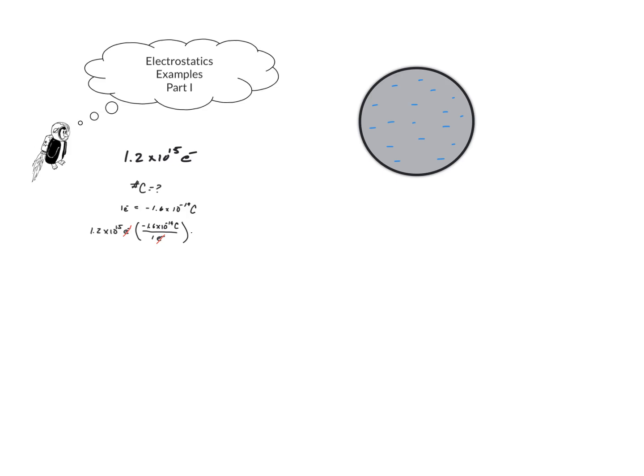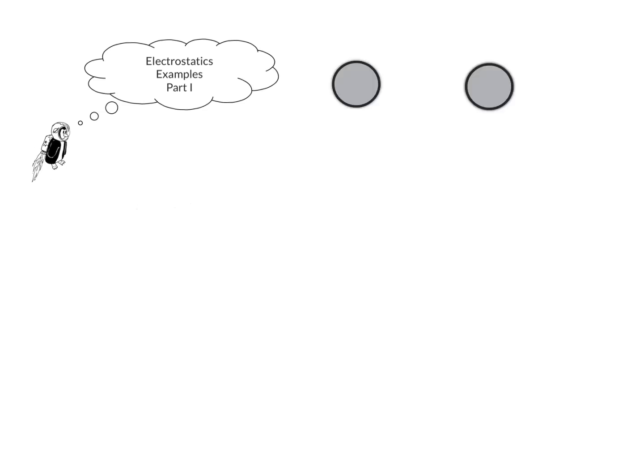Multiplying this out, we get 0.00019 coulombs, or 1.9 times 10 to the minus 4 coulombs. Of course, these are electrons, so we have to remember the minus sign, because it's actually a negative charge left on the metal sphere. Let's try another problem.